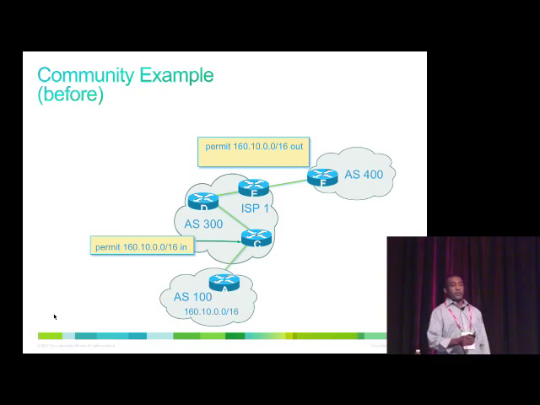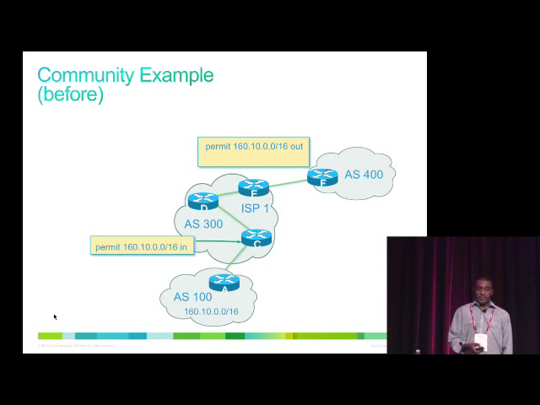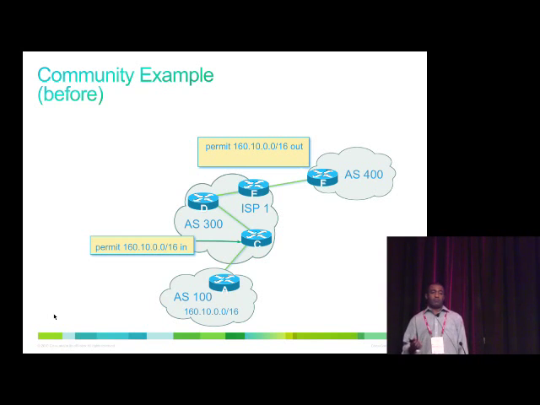Okay. So in this case, without community, let's say first you have this scenario, which means you have 160.10.0.0/16 coming in, and you accept it, and on the peering to ISP 400, you want to allow that prefix to go out. So you have a prefix list. You add that prefix to that prefix list.